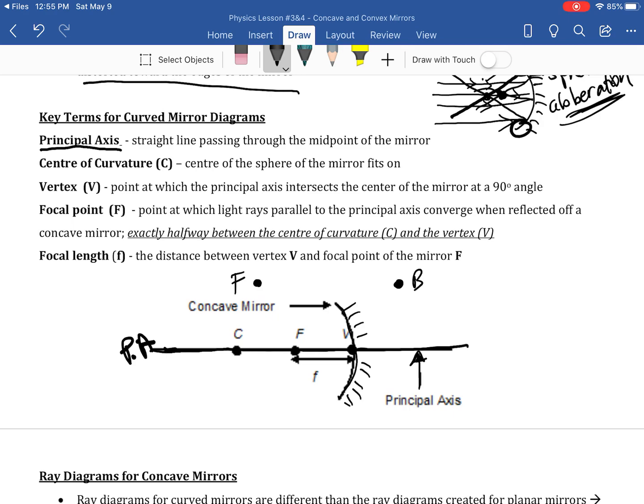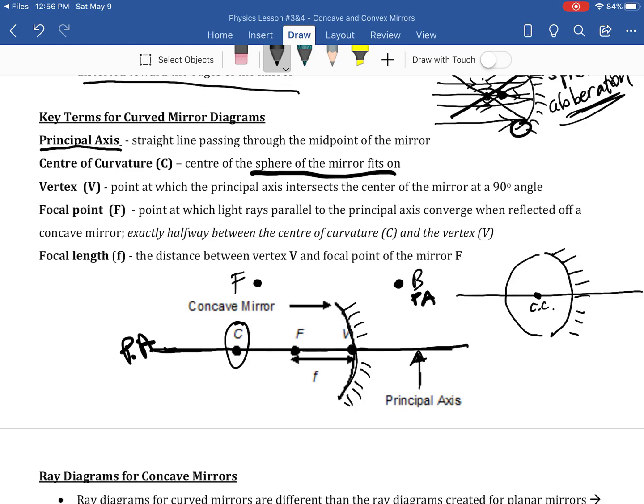The center of curvature is the center of the sphere that the mirror fits on. So if I were to draw a concave mirror here, and draw my principal axis right through it, and extend that mirror to this side, that creates a circle, right? And the middle of that circle would be the center of curvature. That's the center of the sphere that the mirror fits on. So here is the center of curvature, okay?